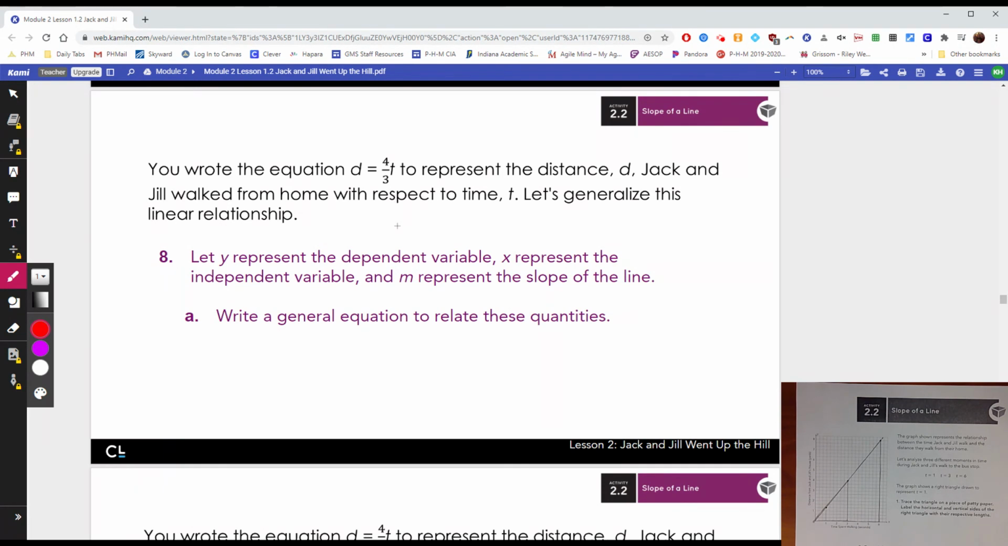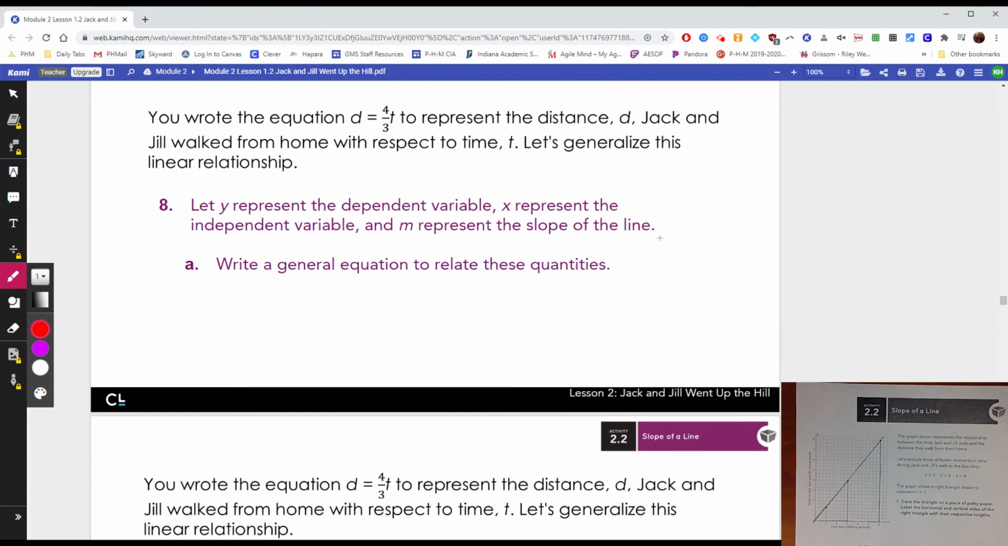So we wrote this equation earlier, d equals 4/3 t, to represent the distance d Jack and Jill walked from home with respect to time t. Now we're going to generalize that. They're saying let y represent the dependent variable, the same as d, x represent the independent variable, the same as t, and m represents the slope, which in this case was the 4/3. Write a general equation to relate these quantities. So I'm just replacing all these things with different variables.